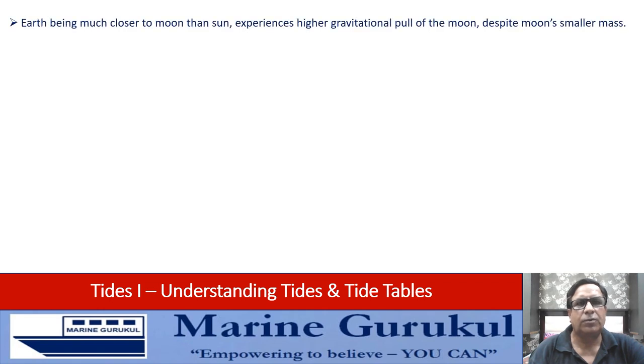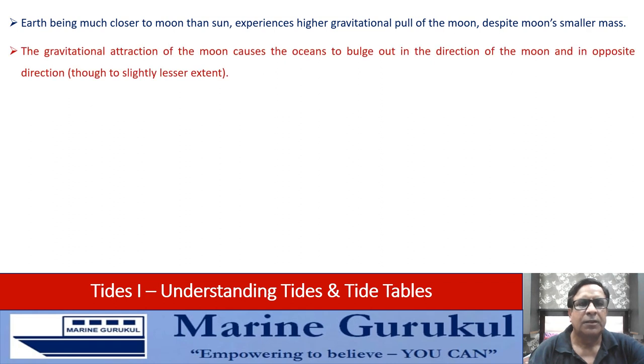Earth, being much closer to Moon than Sun, experiences higher gravitational pull of the Moon despite Moon's smaller mass, because gravitational pull is inversely proportional to the square of the distance between the bodies. The gravitational attraction of the Moon causes the oceans to bulge out in the direction of the Moon and in the opposite direction, that is the far side, though the bulging in the opposite direction is of slightly lesser extent.